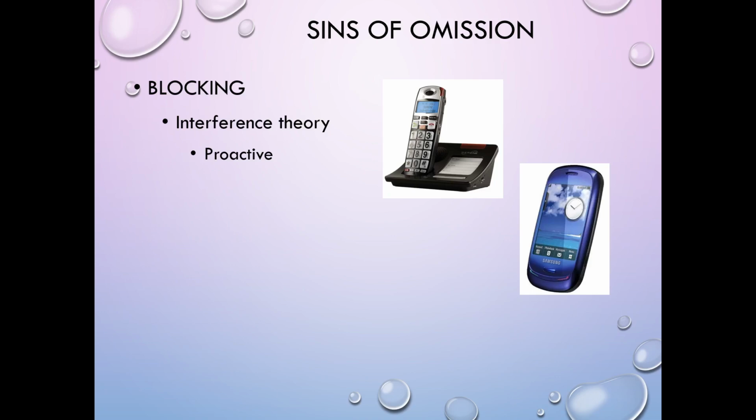So we call this proactive because the old information is moving forward, right? It's blocking the newer thing. Old information is leaping across and offering itself instead of the newer information.